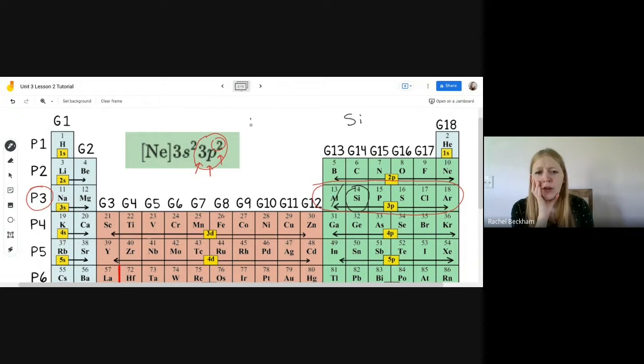The period, first of all, we have to know the period it's on, then the group it's on, and then the sublevel. So what period is Si on? Si is on period 3. What group is Si in? Si is on group 14. See how this is the group 14? So periods are going across, groups are going up and down right here. And then what sublevel? This is the P sublevel, okay?